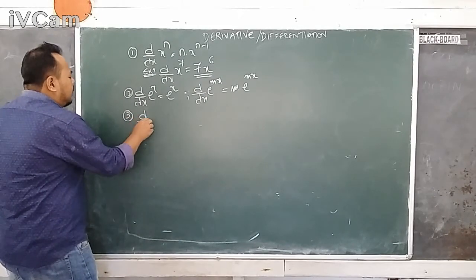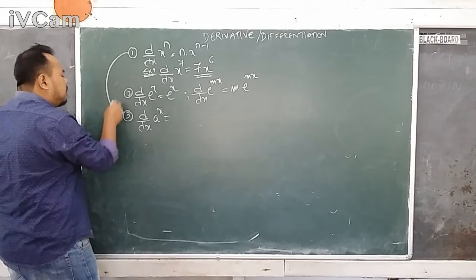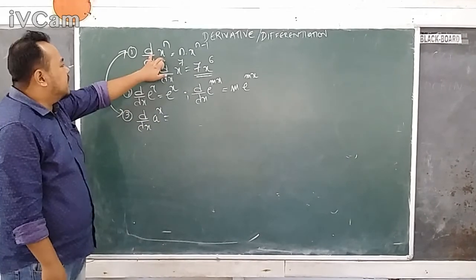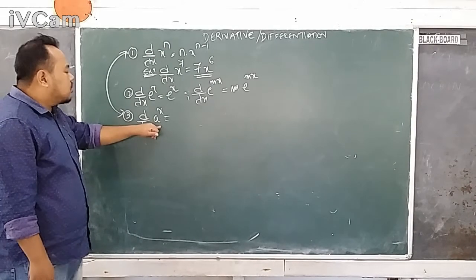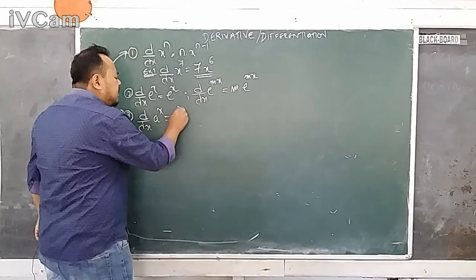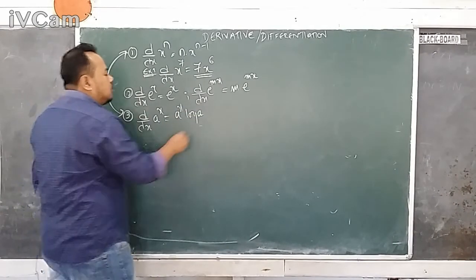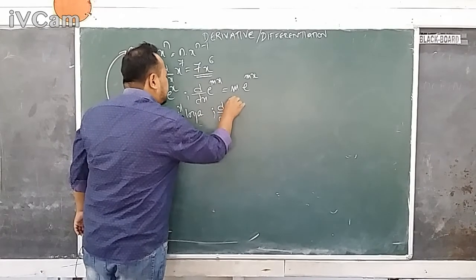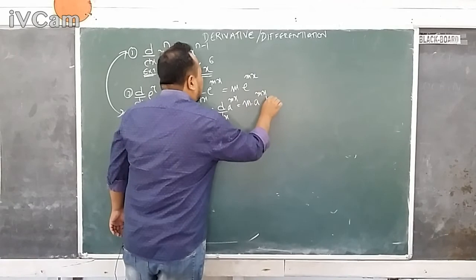Formula number 3, d by dx of a to the power x. That means, see the difference between formula number 1 and formula number 3. Formula number 1 says the base is x and the power is a constant. And formula number 3 says the base is a constant and the power is x. So it's going to be a to the power x log a. The formula is going to be a to the power x log a. So similarly, d by dx of a to the power mx is going to be m dot a to the power mx into log a.